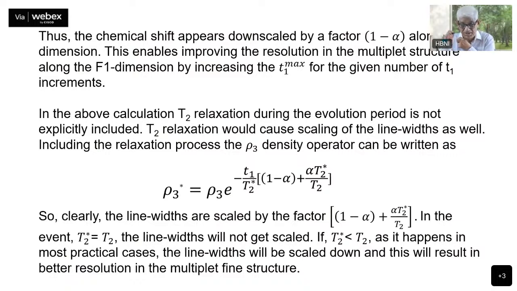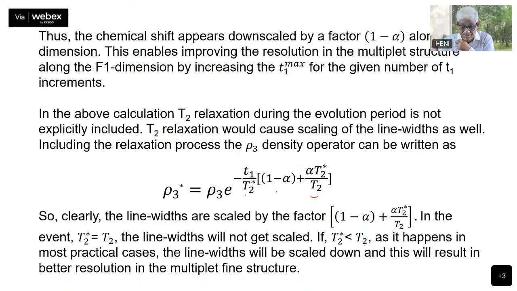to the minus T1 by T2 star inside bracket 1 minus alpha. This is where the chemical shift evolution is happening, plus alpha T2 star by T2. This is where the coupling constant is happening. Coupling evolution is happening for the whole period. So if you look at this, they separate it into 2, e to the minus T1 by T2 star into 1 minus alpha. And the second portion is giving me simply e to the minus alpha T1.